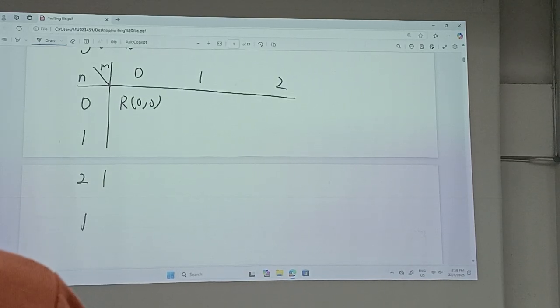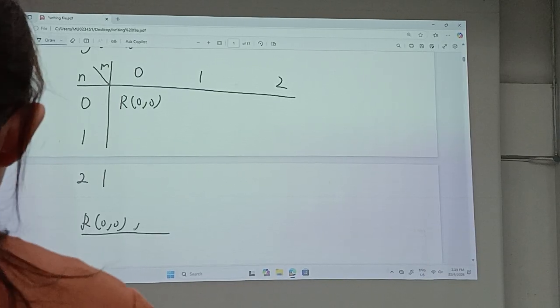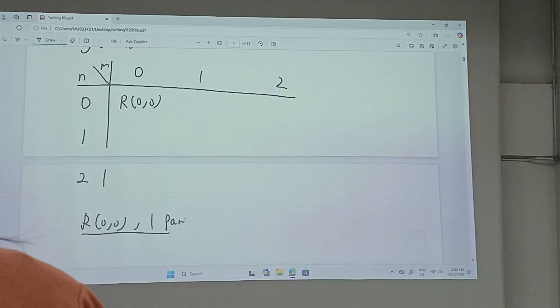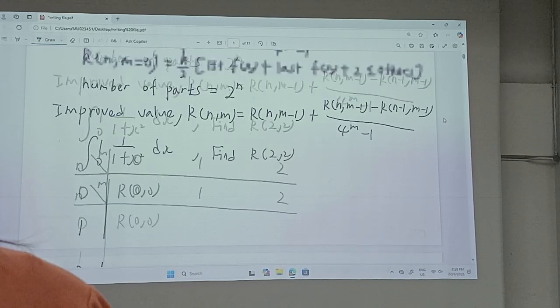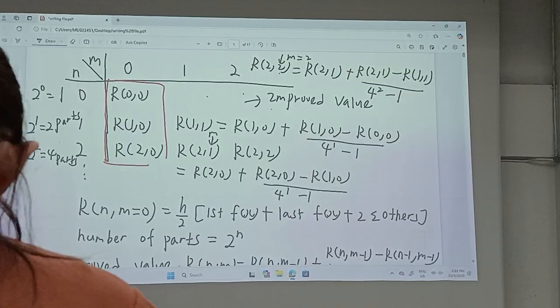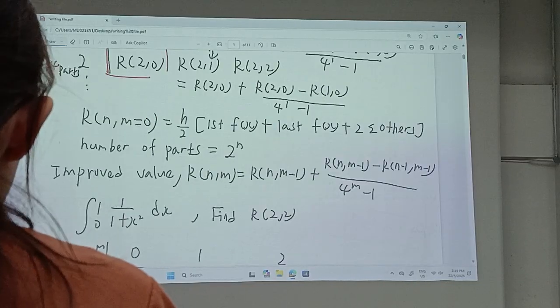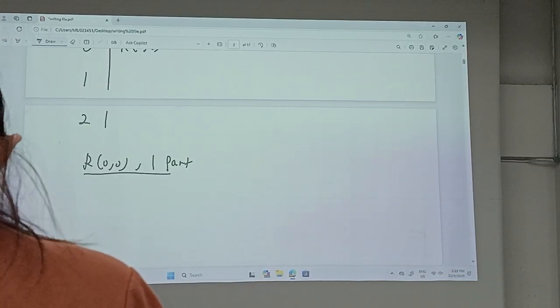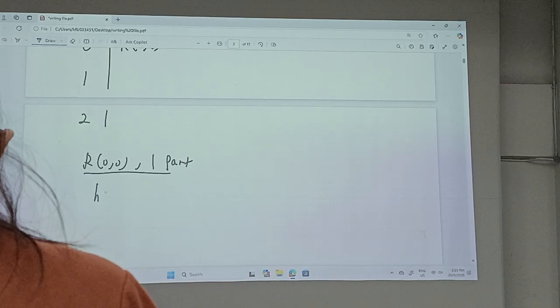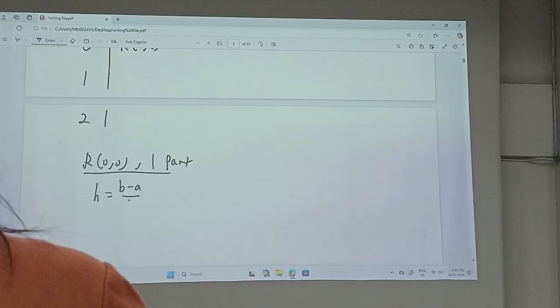So for R00, still remember, divide into how many parts? One only, right? Divide into one part. Refer back to here: 2 power 0 equal to 1. So divide into one part. So first we get the h. h is b minus a divided by number of parts.